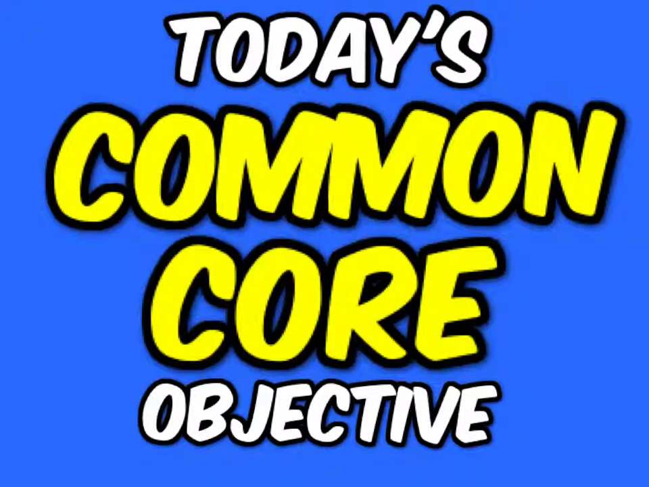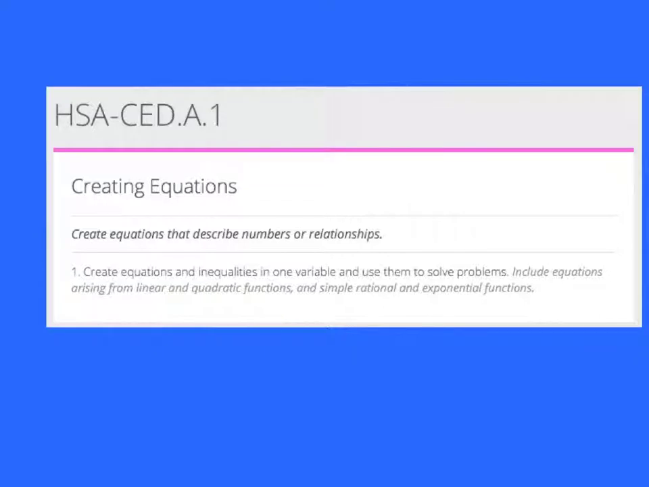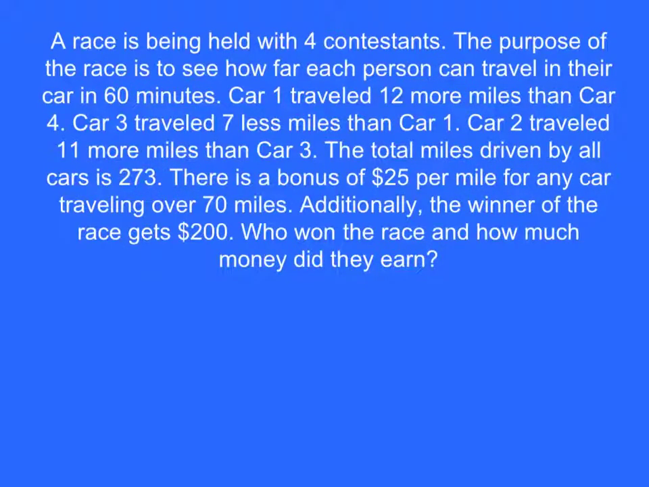Today's objective will be the same. Create equations that describe numbers or relationships and then solve them. Here's an example. A race is being held with 4 contestants. The purpose of the race is to see how far each person can travel in their car in 60 minutes. Car 1 traveled 12 more miles than car 4. Car 3 traveled 7 less miles than car 1. Car 2 traveled 11 more miles than car 3. The total miles driven by all cars is 273.